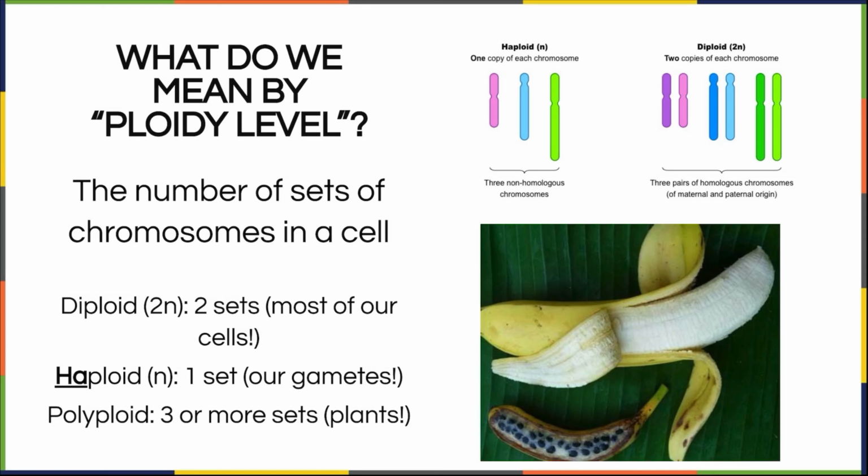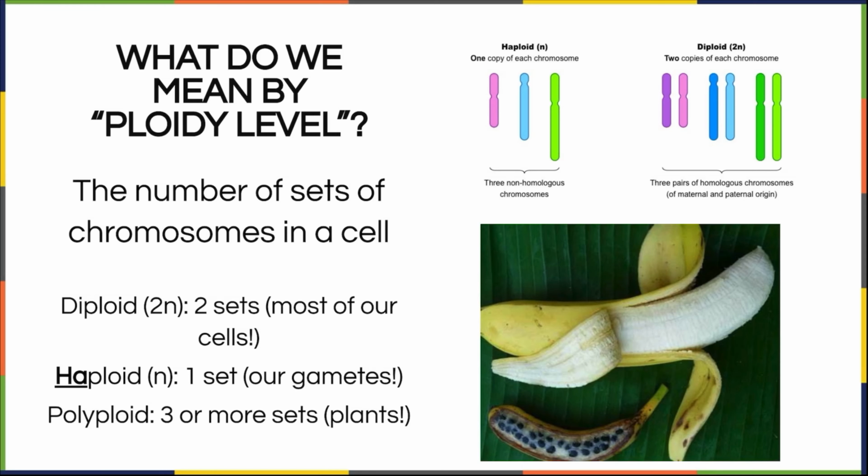Haploid is represented by 1N, and that means we have 1 set of those chromosomes. There are some organisms that have more than 2 sets of chromosomes, and we call those polyploids. They may be triploid, they may be tetraploid, they might have any number of chromosomes. As long as they can reproduce and pass that down, well, that's a stable state for that species.